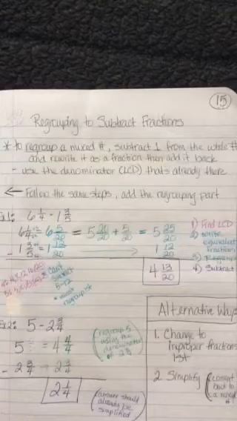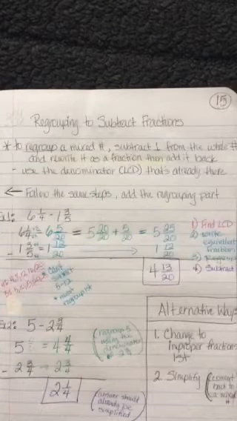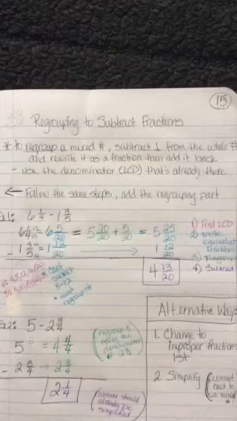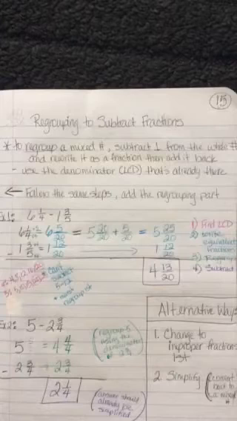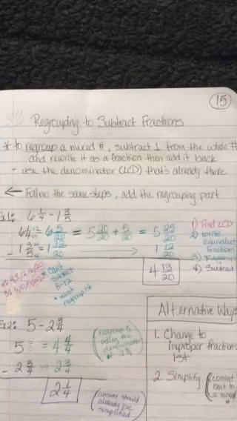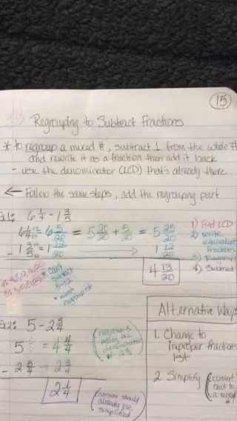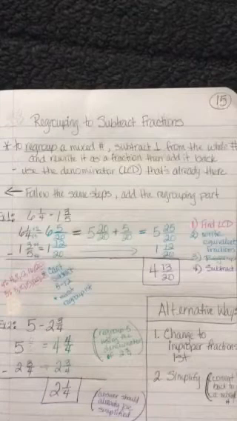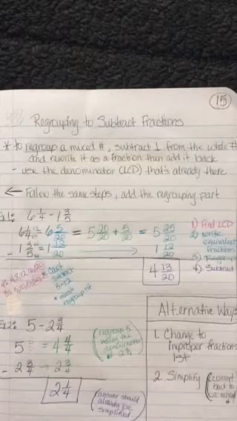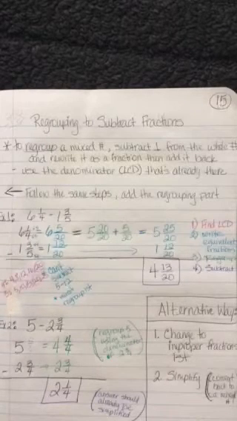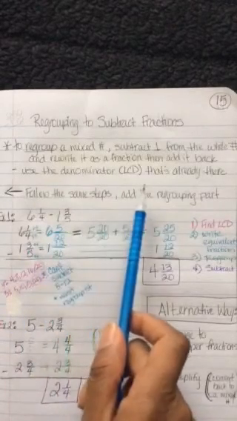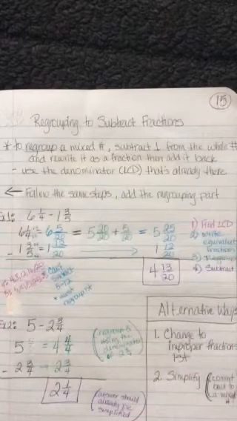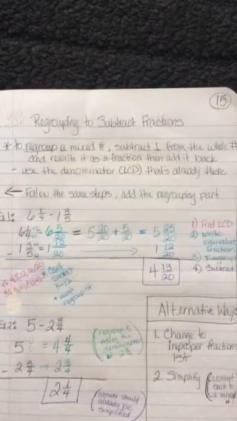So in order to regroup a mixed number, because it pretty much has to be a mixed number in order to be able to subtract, you're going to take 1 from the whole number and rewrite it as a fraction. If we're taking 1 away, then that fraction has to equal 1. Remember, fractions that equal 1 have the same numerator and denominator, such as 2 over 2, 10 over 10, 50 over 50. And it tells us we're going to use the denominator that's already there, because remember, you have to have the same denominator in order to add or subtract fractions.